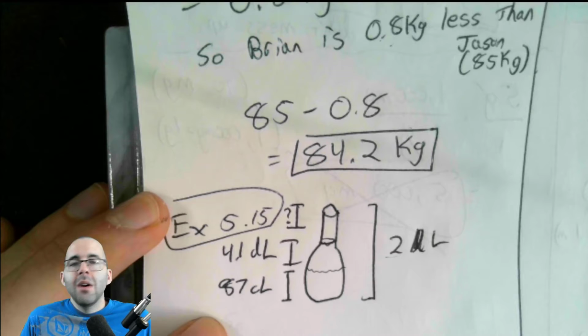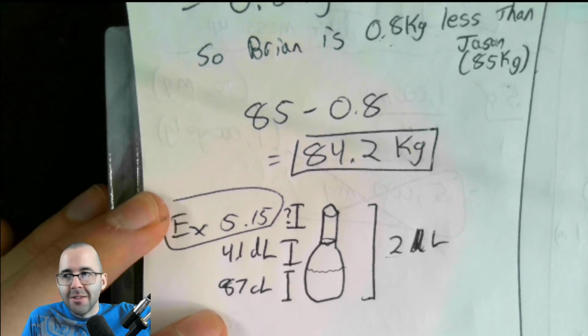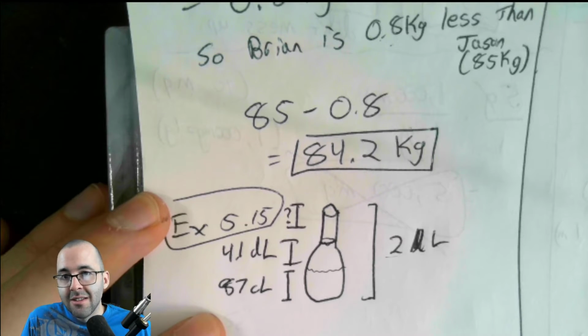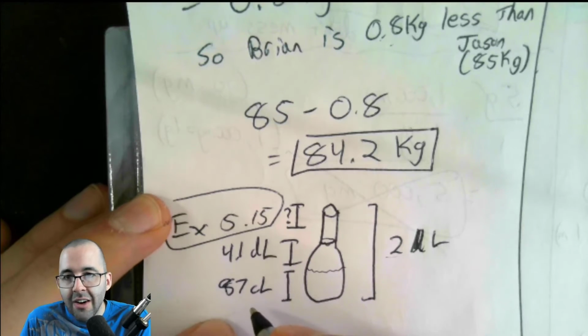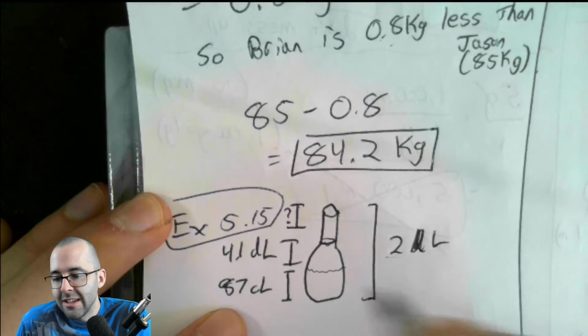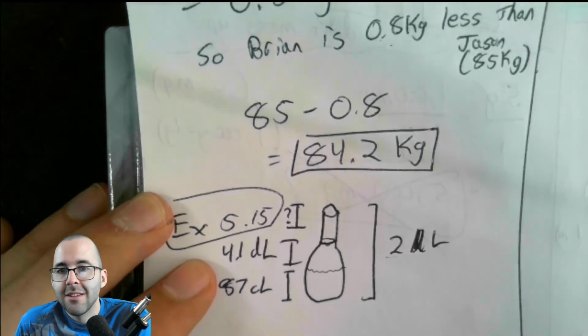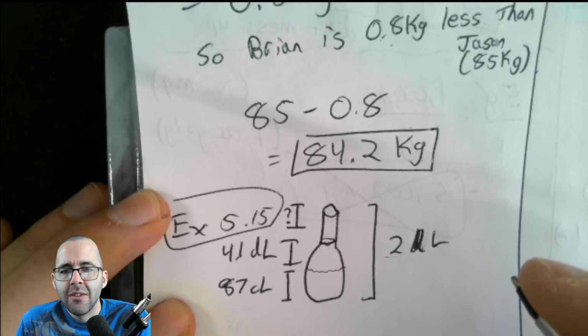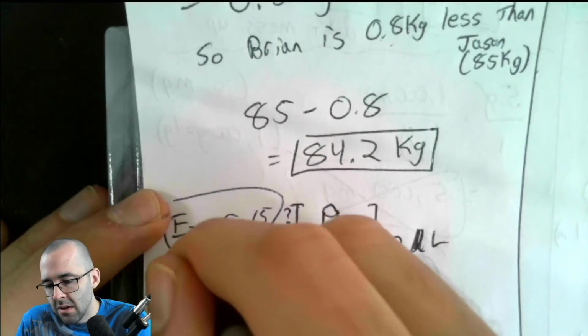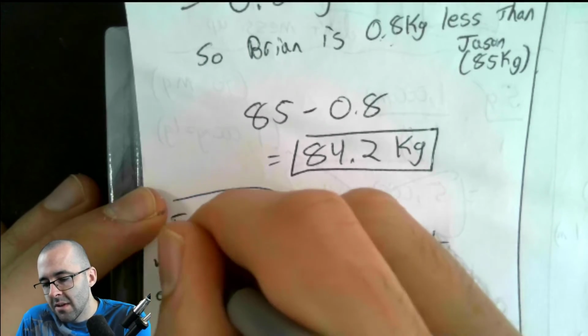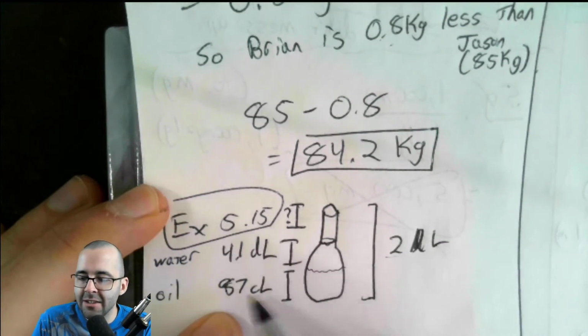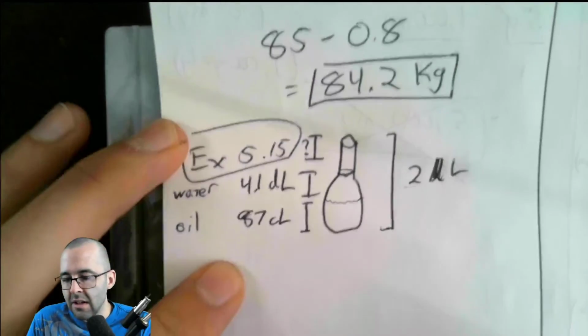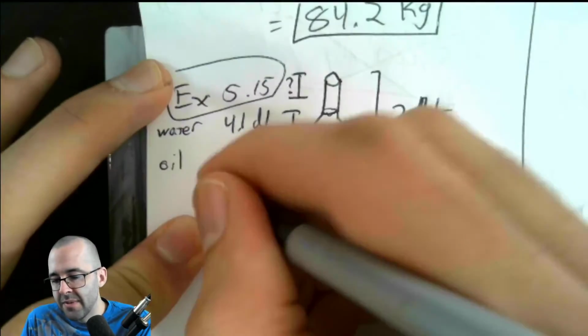And just like before, we're talking apples, oranges, and bananas right now. We need to get everything in the same units. So we need to figure out how much is 87 centiliters? How much is 4.1 deciliters? We need to find that out. All right, and the first one is oil. Second one is water. Let's figure out how many liters this is. So that's how we're going to start.